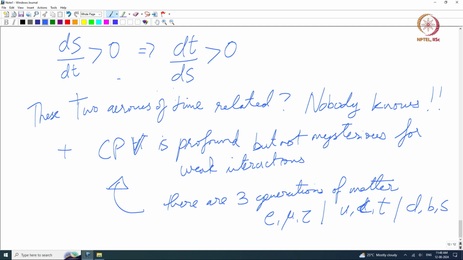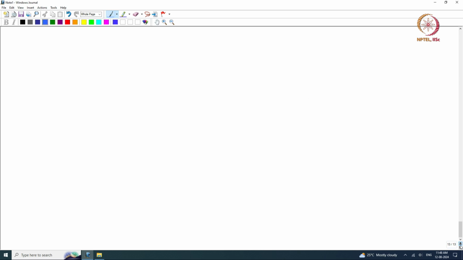But having 3 automatically introduces something called a CP violating phase into the entire structure, and that is the source of all CP violation in weak interactions. Okay? Anything more than 2 and you are going to get CP violation in the weak interactions. But what is a mystery is not CP violation in the weak interactions, it has to do with CP violation in the strong interactions.